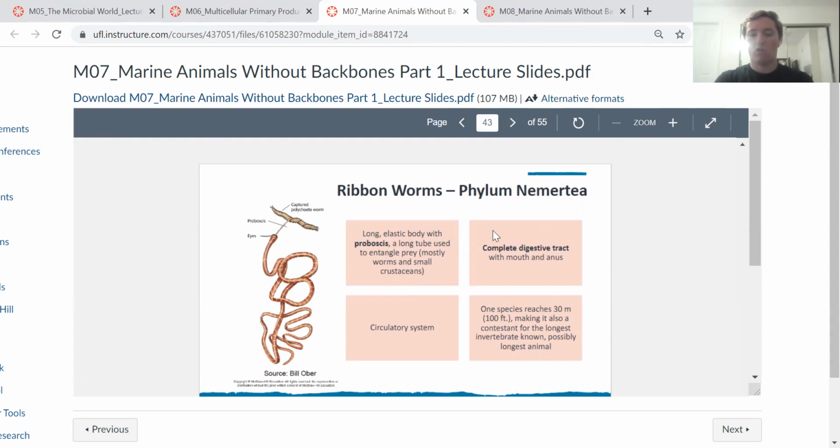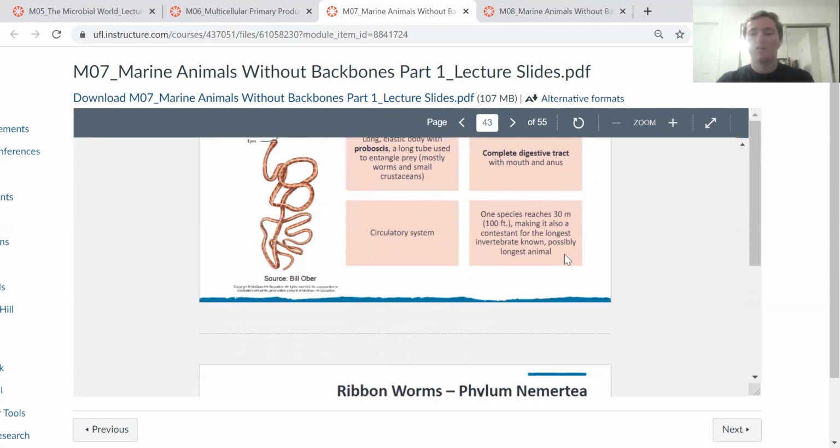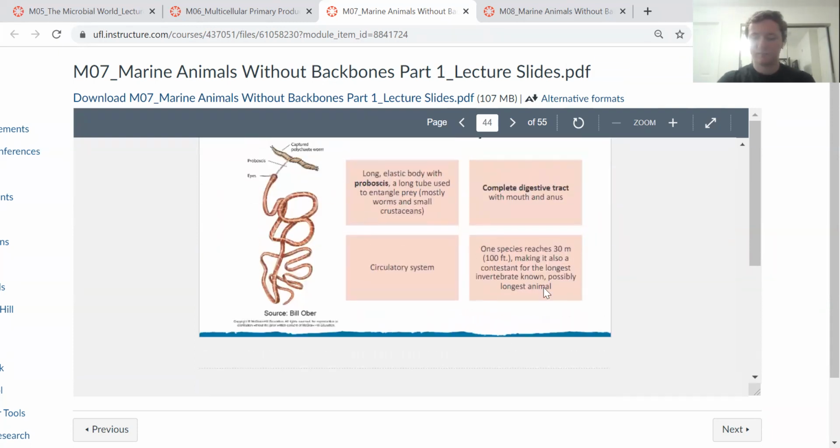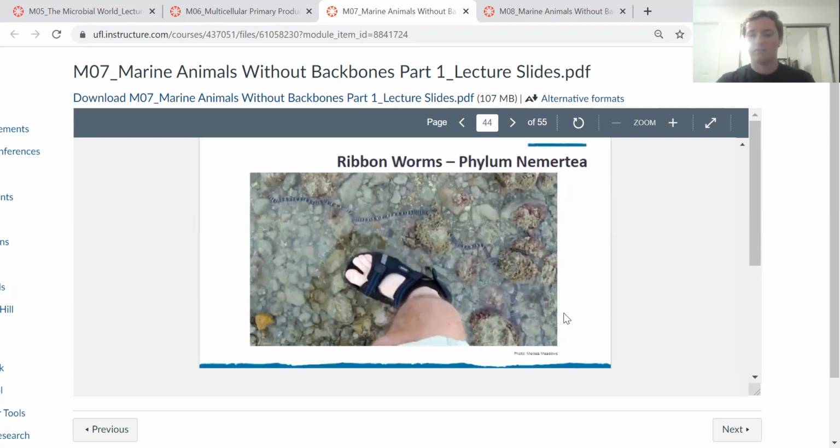Nemertea, like I mentioned, have that long proboscis that you stretch out and wrap around, in this case, a polychaete worm. So they do eat their prey, and they do have a complete digestive tract, which means unlike the platyhelminthes, they have an anus. They also have a circulatory system, unlike the platyhelminthes, and they are potentially the longest animal, because when you stretch one out, they get very, very long, and some say it might be larger than a blue whale. So we'll see how that actually is. We haven't found definitive proof yet, but it is most likely the largest invertebrate in terms of length. Overall, don't know yet, but it is possible.